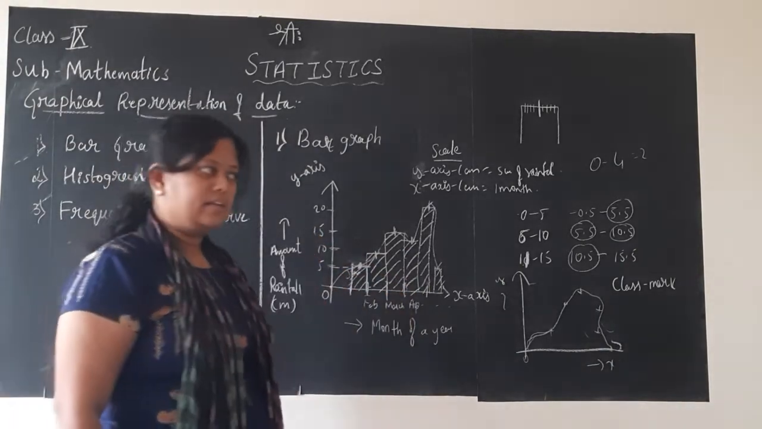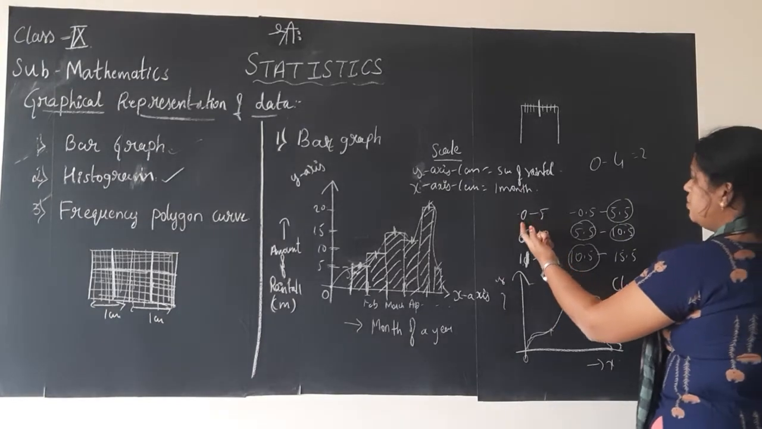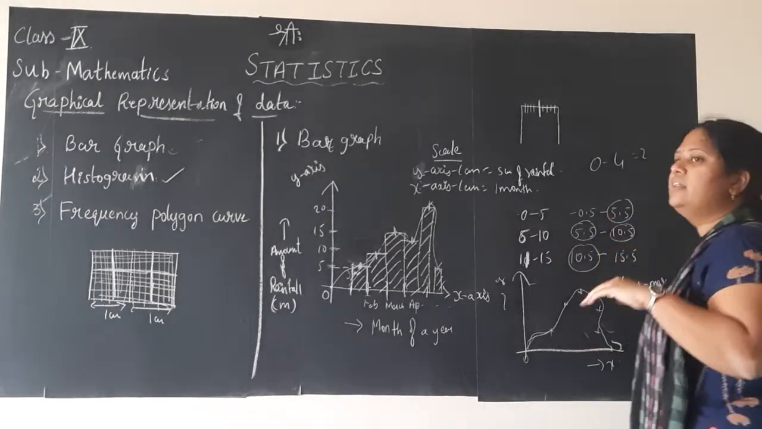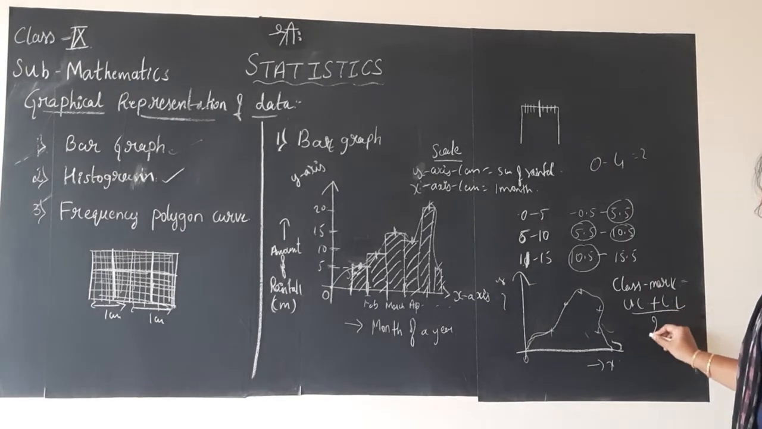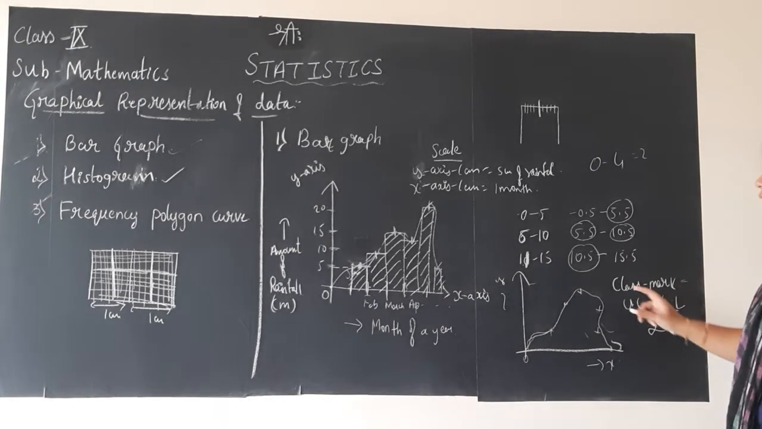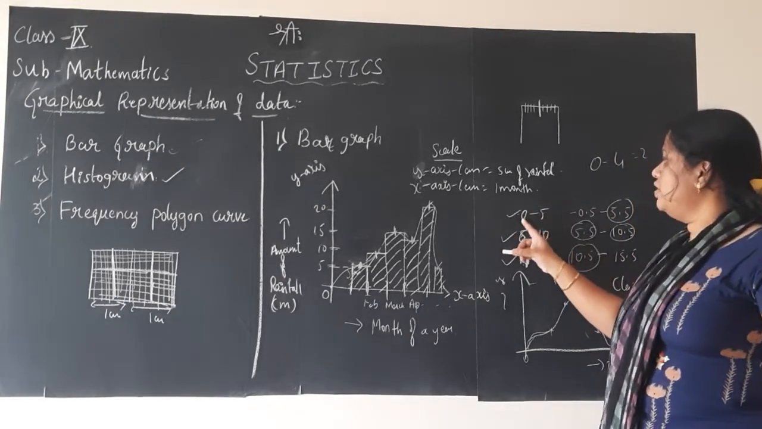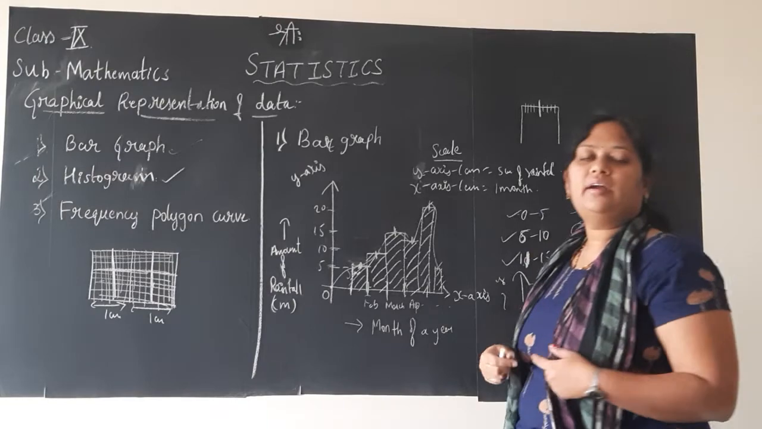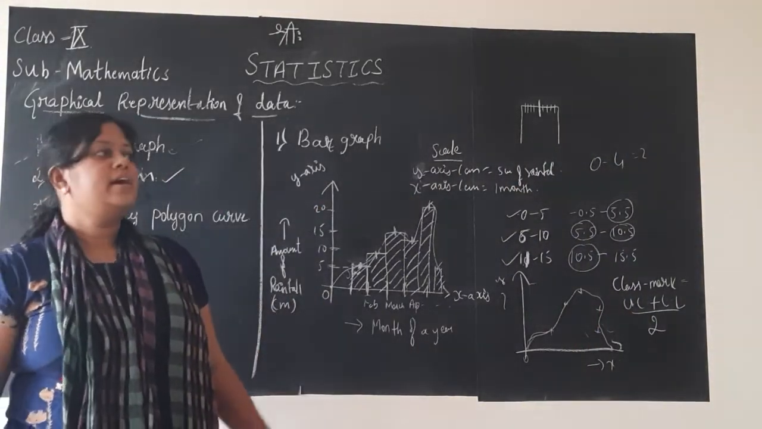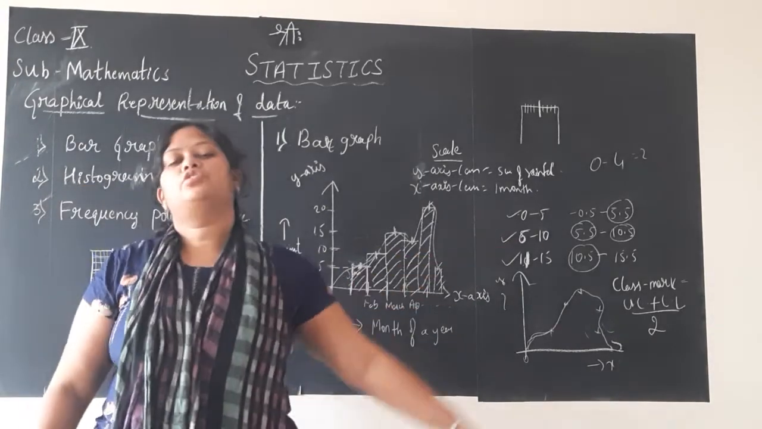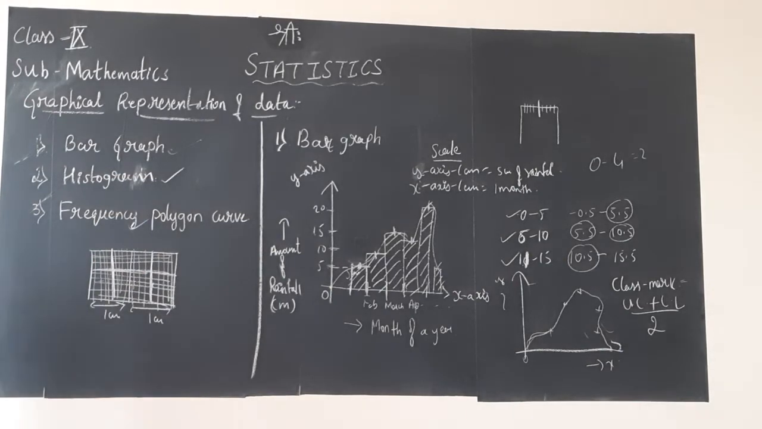Class mark means, for each given data you will find the upper limit and lower limit and take the average of them. Upper limit plus the lower limit divided by 2. This has to be done for each interval given like this. For each interval, upper limit, lower limit divided by 2. Like this you should find out the class mark and then plot so that you can join a freehand curve called the frequency polygon curve.